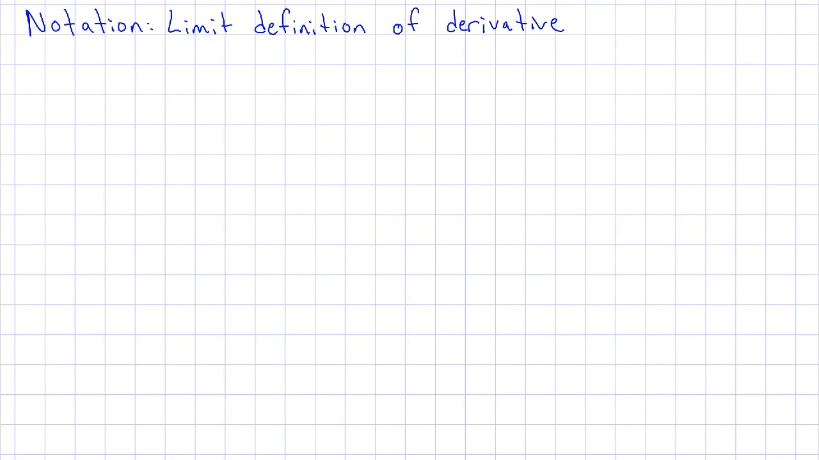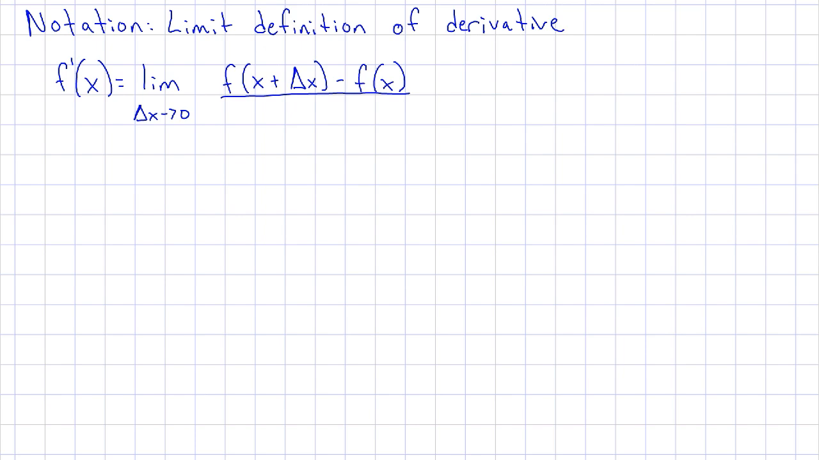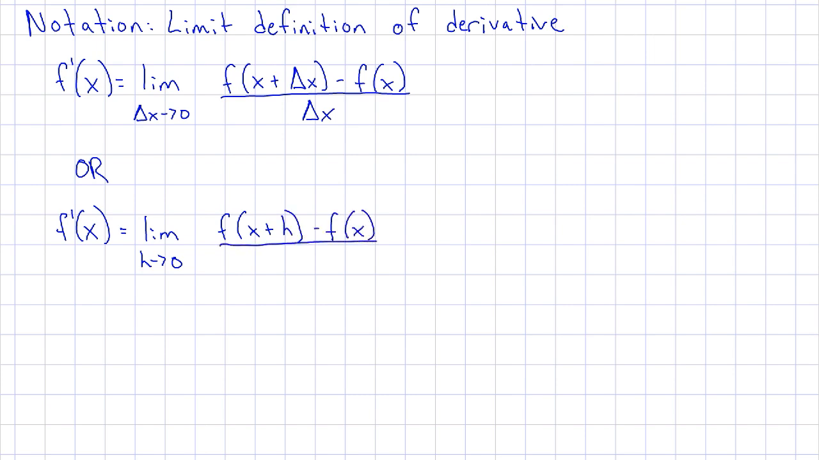So here we're going to talk a little bit about two different notations that you may have seen in the limit definition. So this is if you're taking Calc 1. So we have the derivative is equal to the limit as delta x approaches 0 of f of x plus delta x minus f of x over delta x. Or you may also see the derivative f prime of x equals the limit as h approaches 0 of f of x plus h minus f of x over h.